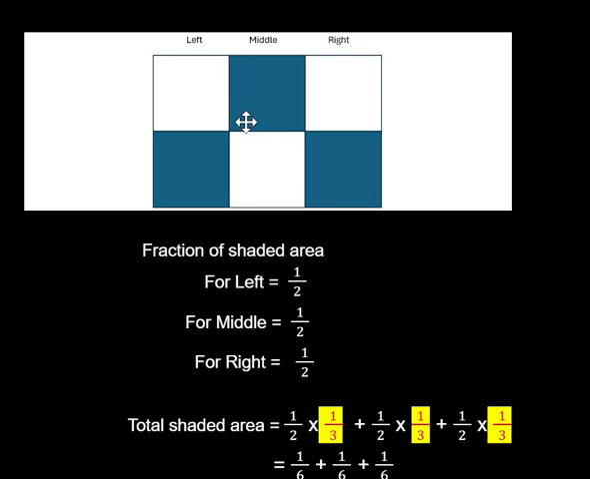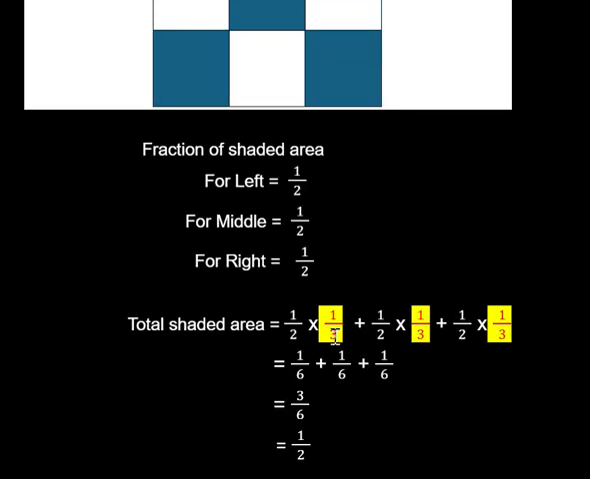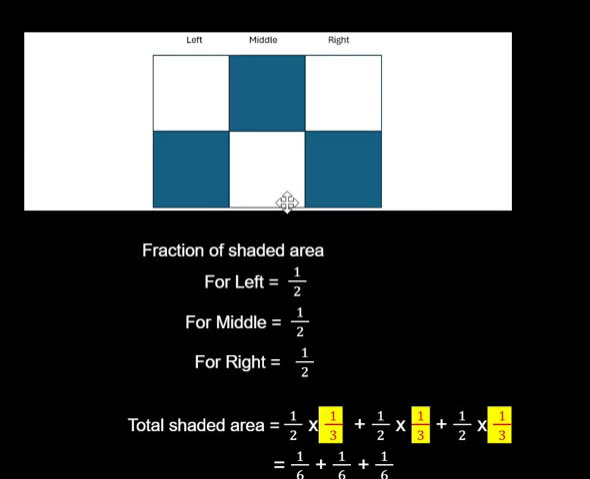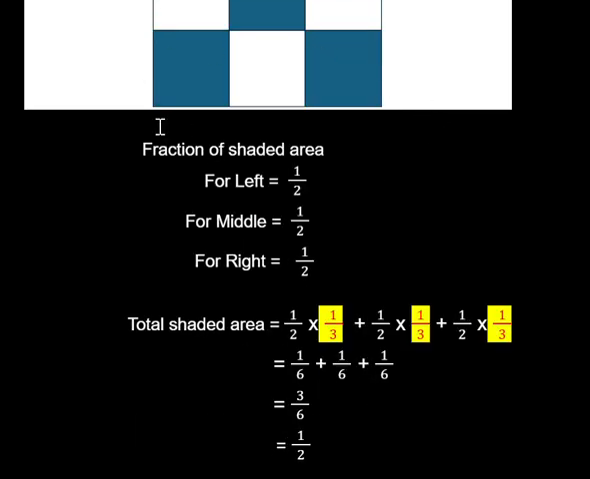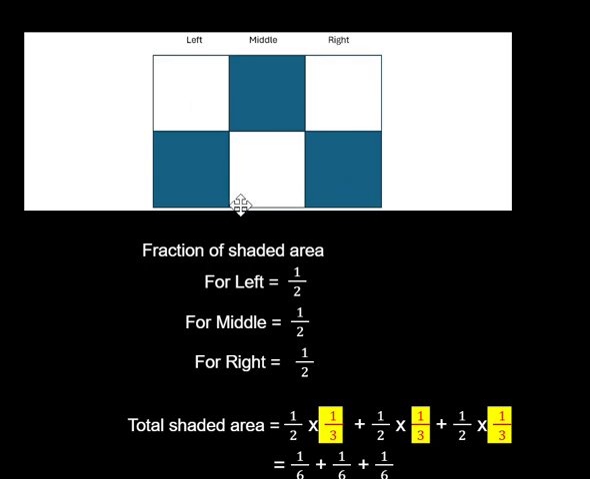The middle is also the same, half of 1/3 of the whole rectangle, because remember this is only 1/3 of the whole rectangle. Then the other half of 1/3 on the right. If you multiply, you get 1/6 plus 1/6 plus 1/6, which is 3/6, equal to half, the same as what you see visually. So now I hope you understand why some of the solutions provided multiply by a half. I thought this is a very important part that your child should know.